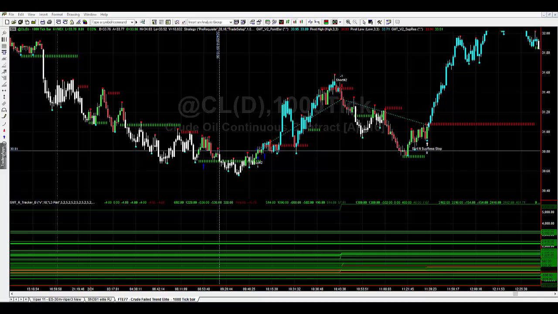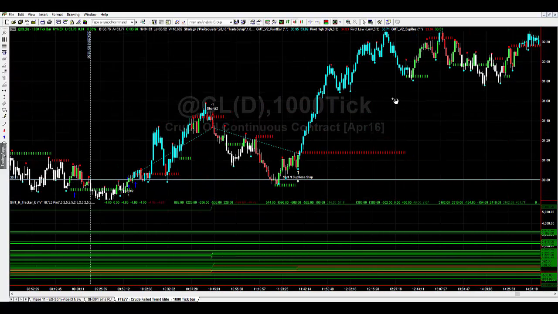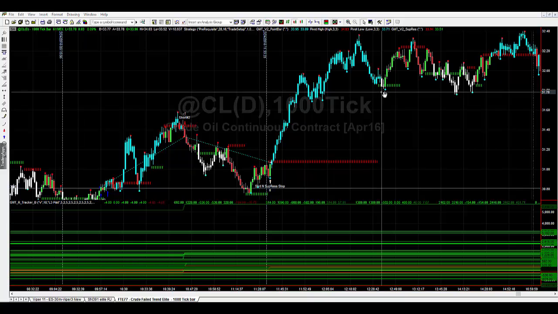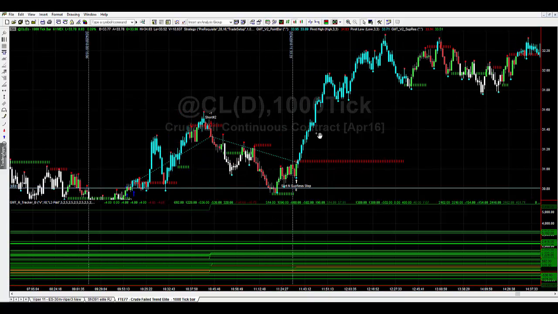I've got crude on 1,000 tick bar, and the failed trend, you would have seen, or hopefully you would have seen, a few videos where we talk about our trend trader system. Our trend trader is where we use our dynamic support and resistance, our proprietary indicator, to identify potential trending long trades and short trades. A long trade will come up with a cyan candle, a short trade will come up with a white candle, and that's basically your entry point for the trend.